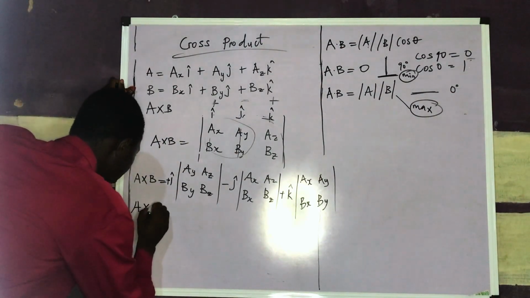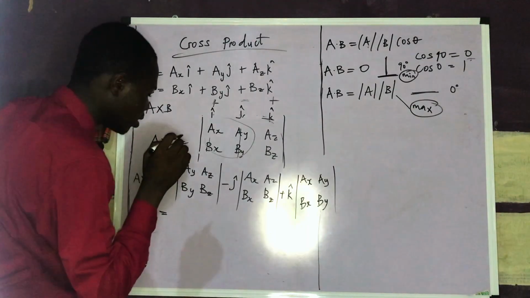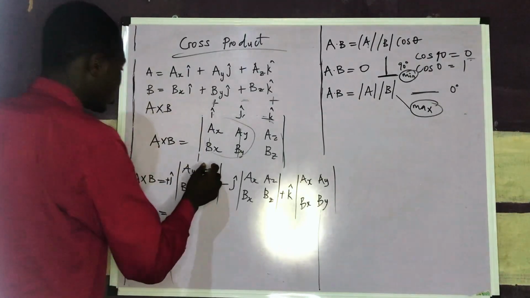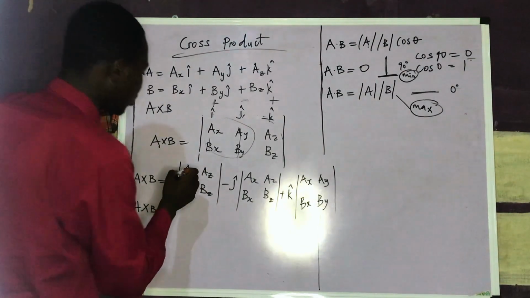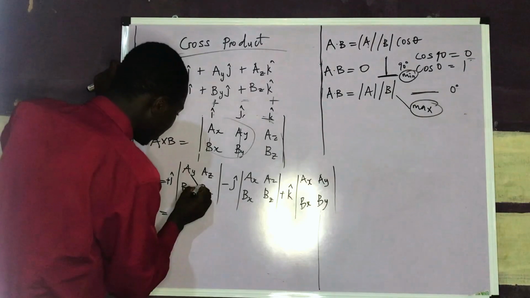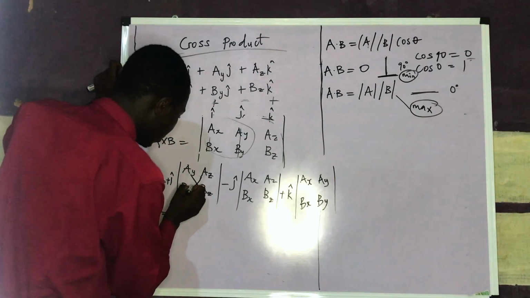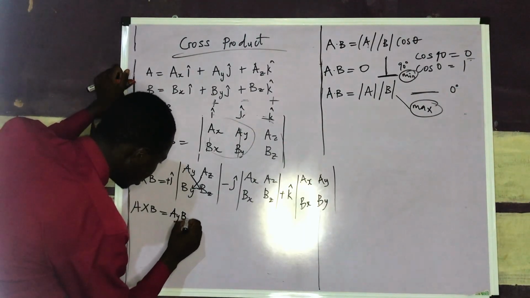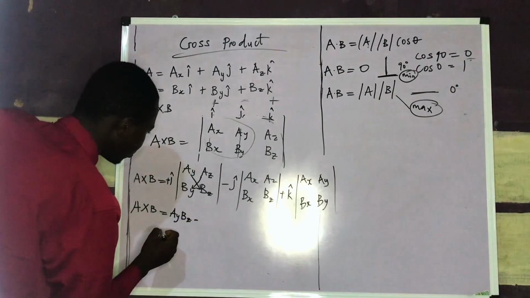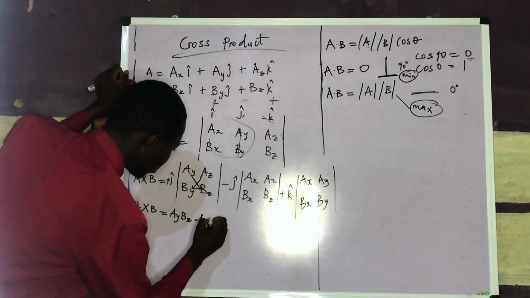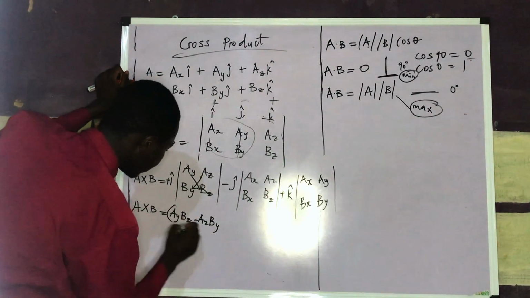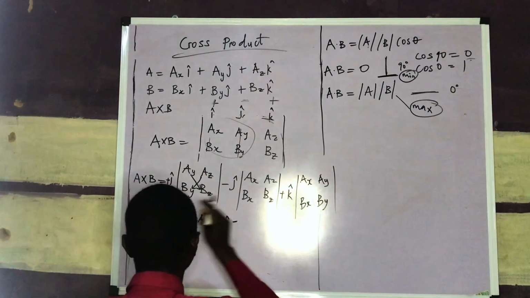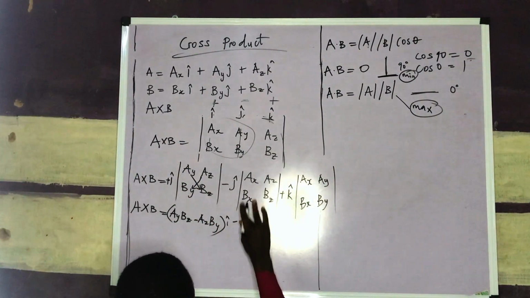So A plus B will now give you what? Mind you, you will turn from the left-hand side to the right. That means this place multiplied by this place, this one multiplied by this one. That means AY multiplied by BZ minus AZ multiplied by BY. That now gives you your I. Minus the second one. You do it like that too.